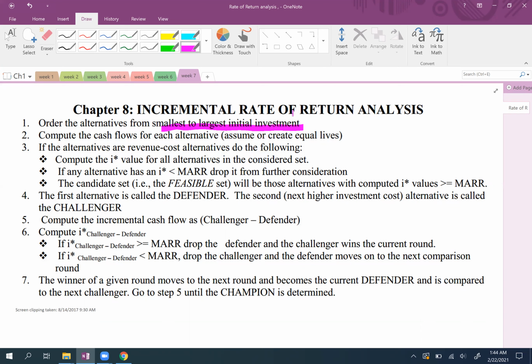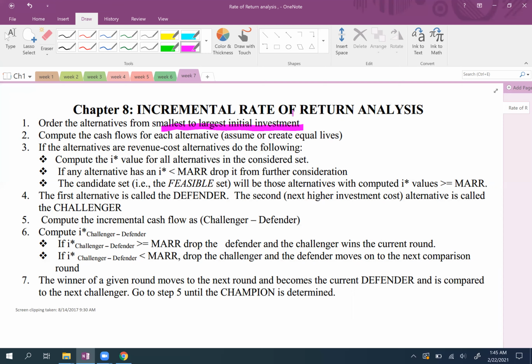If the alternatives are revenue costs, do the following. Compute the i star value for all alternatives in the considered set. If your i star is less than MARR, minimum attractive rate of return, drop that alternative. The candidate or feasible set will be those alternatives whose internal rate of return is greater than MARR. The first alternative is called the Defender. The second one, which is the more expensive one, is called the Challenger.